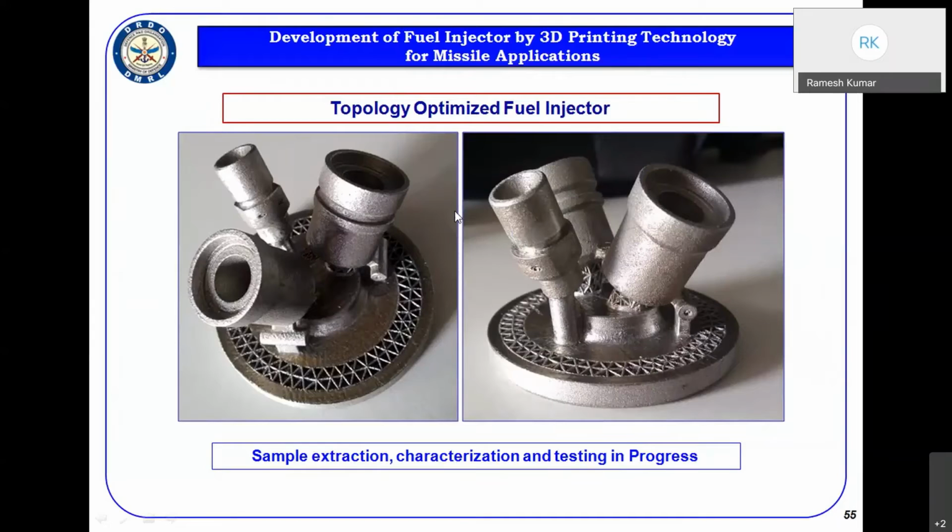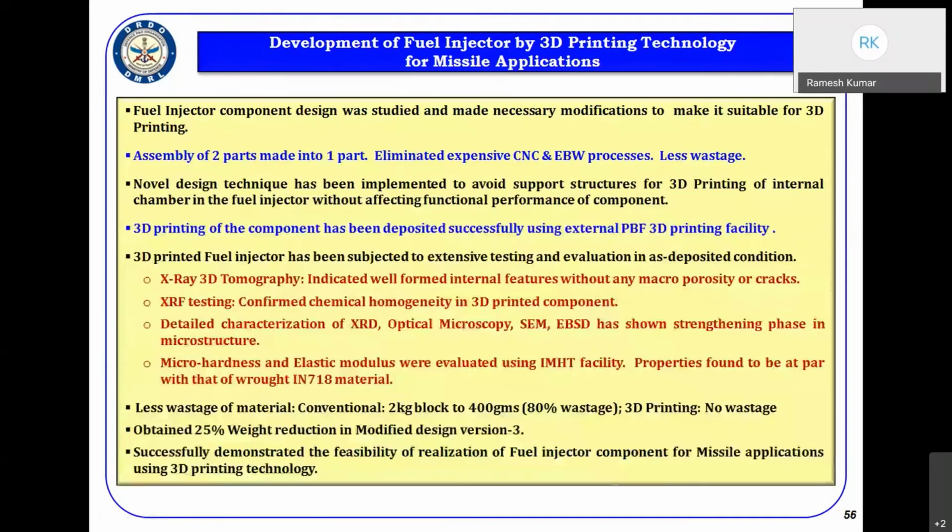I have already spoken about functionally graded materials using the LENS applications, and also what sort of design of experiments is necessary to optimize the process parameters. A very detailed evaluation is necessary whenever we go for 3D printing of metals. So I will summarize the activities which have been carried out. The fuel injector component was studied and necessary modifications were made. Assembly of 2 parts has been made.